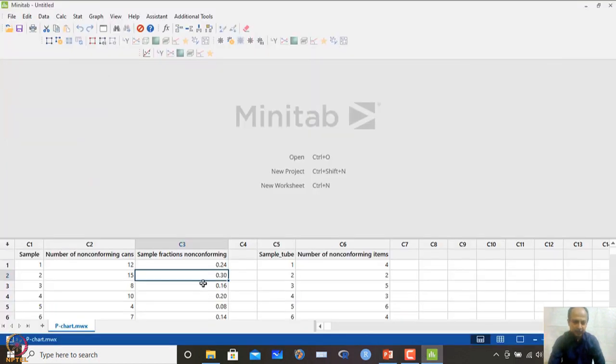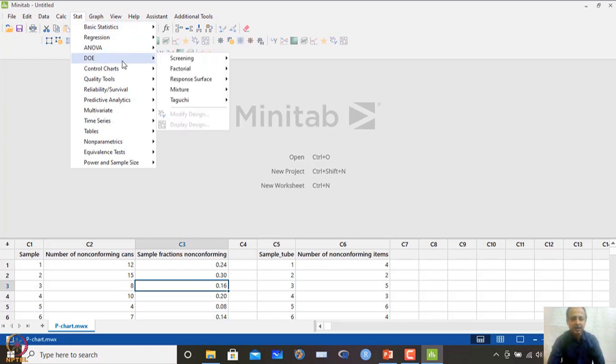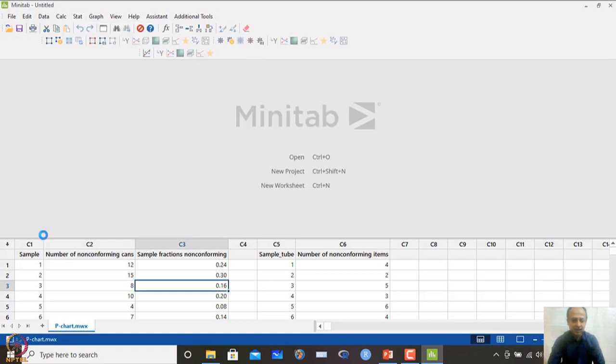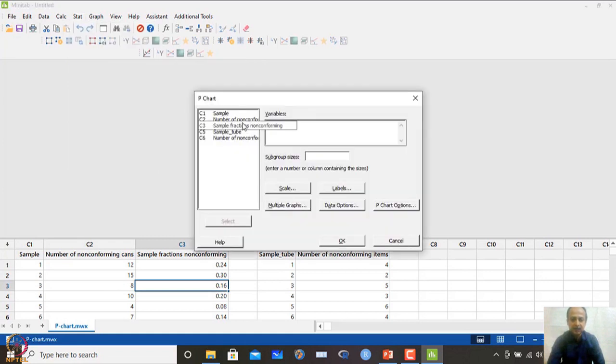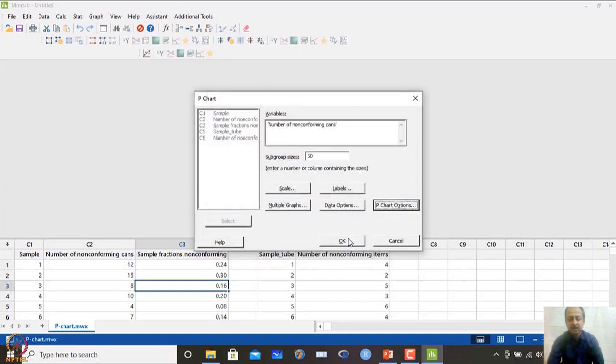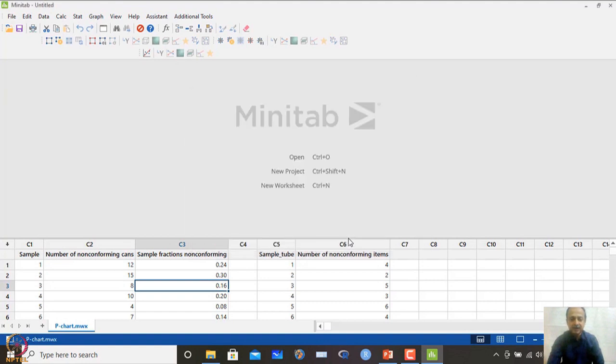In Minitab, you do not need to divide this. What you do is go to Stat. I know this is for defectives, so I go to Control Charts, Attribute Control Chart, and go to P chart directly. The variable is the number of non-conforming cans over here. What is the subgroup size? I mention 50 over here, and in the P chart options, again the same thing, I want to test anything beyond 3 sigma limits, which are abnormal scenarios. I click OK.